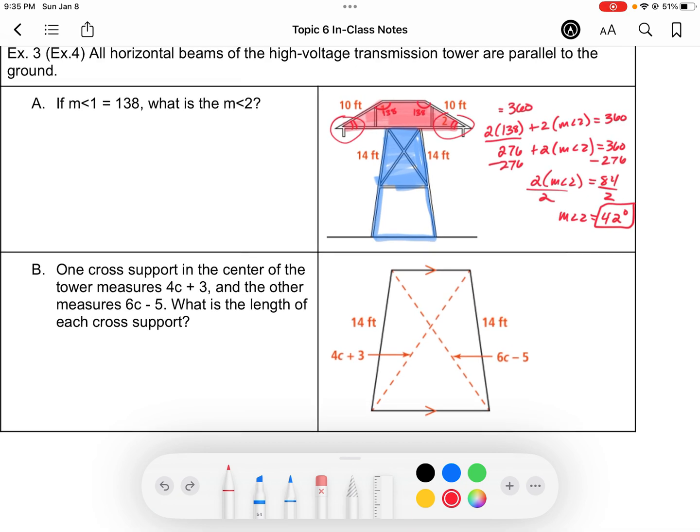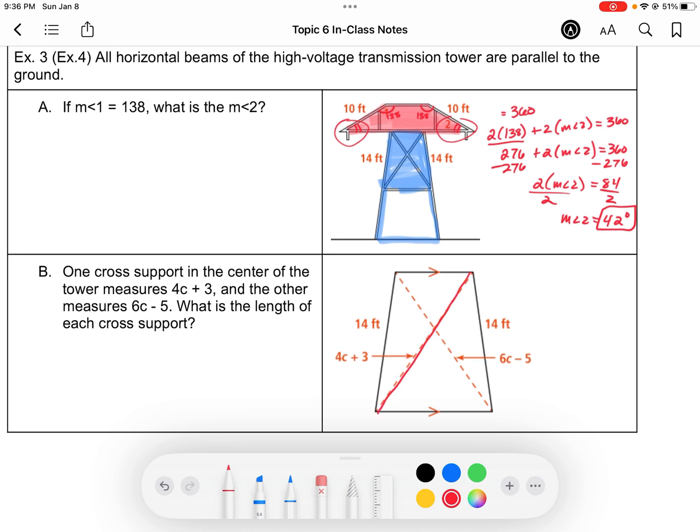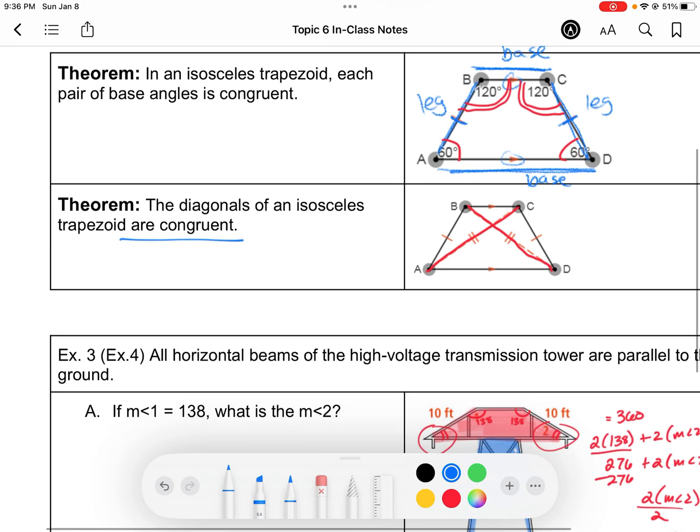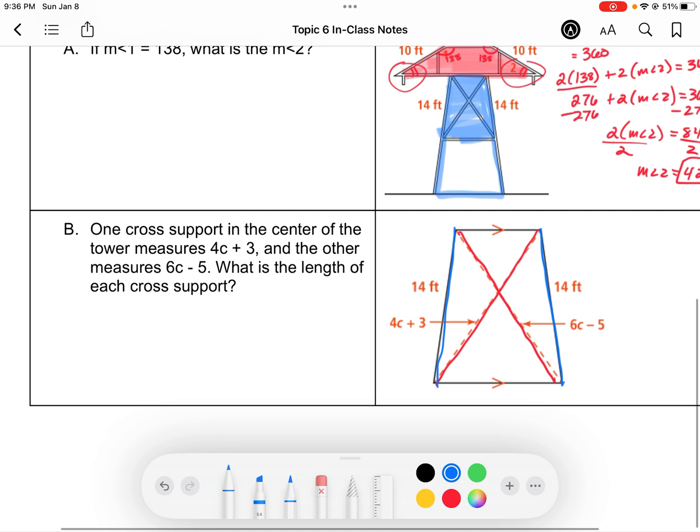It says one cross support in the center of the tower measures 4c plus 3, and the other measures 6c minus 5. What's the length of each cross support? Well, these cross supports are the diagonals of an isosceles trapezoid, because both of these sides, on the left and right, are 14. That makes it an isosceles trapezoid. So I should recall that the diagonals are congruent. That means they equal each other. So my equation is just 4c plus 3 equals 6c minus 5.